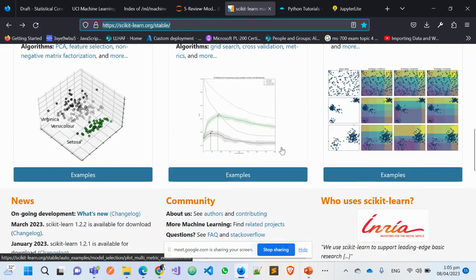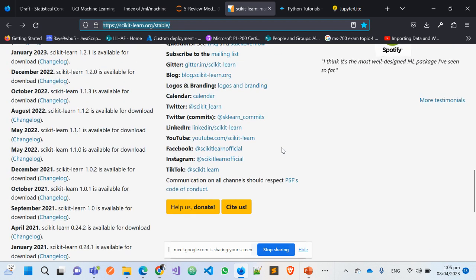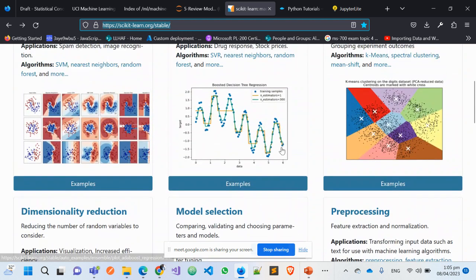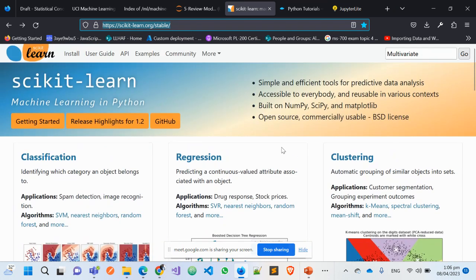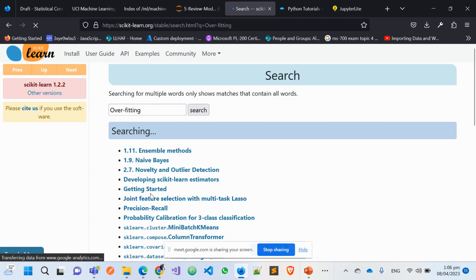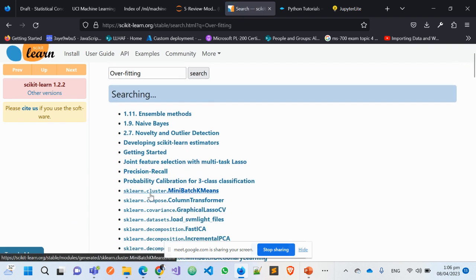You can search through some other resources on scikit-learn, and see the approach and the way it was used. You can search for whatever it is that you want on the search box here and click go. So I'm searching for overfitting. Let me see the resources that are available for overfitting within the scikit-learn library.